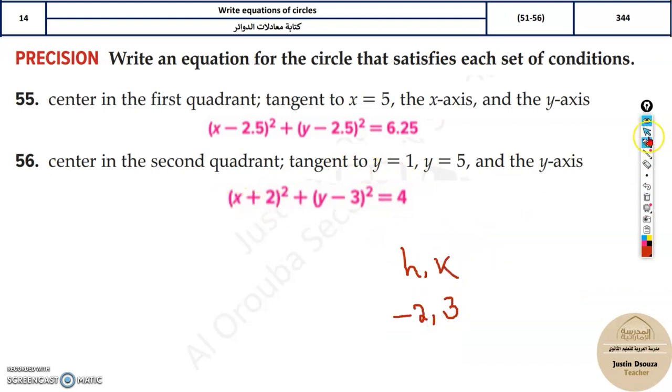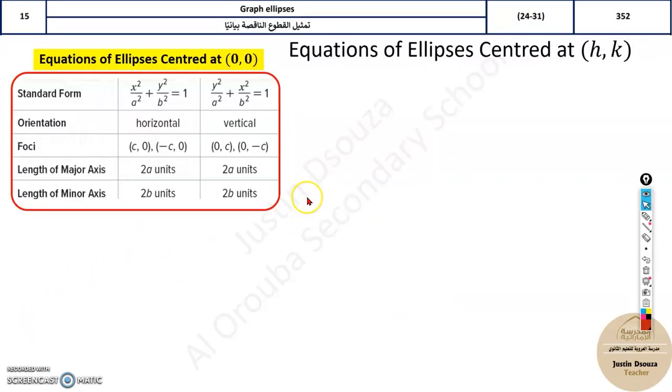So when we write the equation, it will be (x + 2)² + (y − 3)² = r². R is 2, so 2 squared. And that's how we can solve this. Very straightforward. Solve it by yourself and then check for the answers.